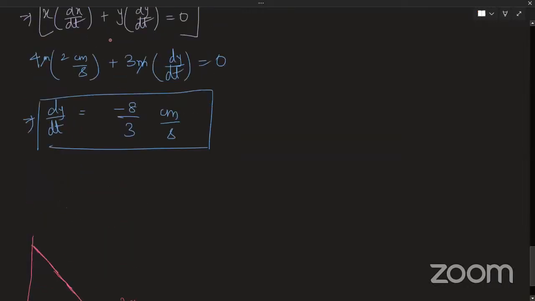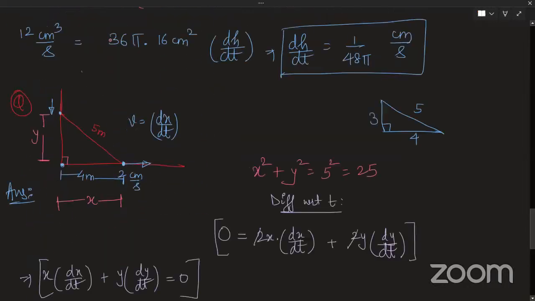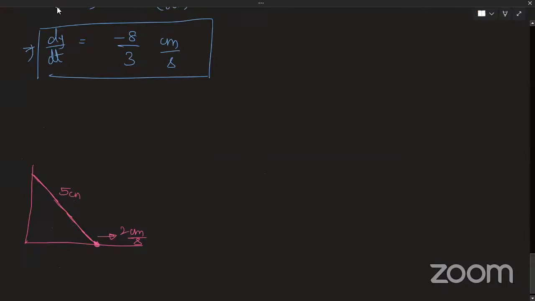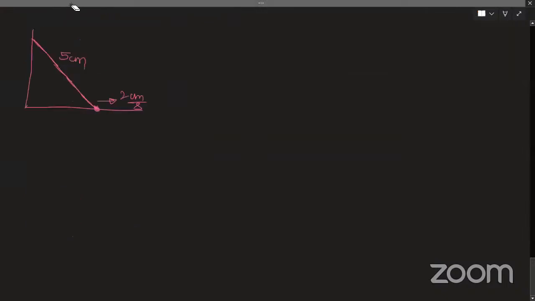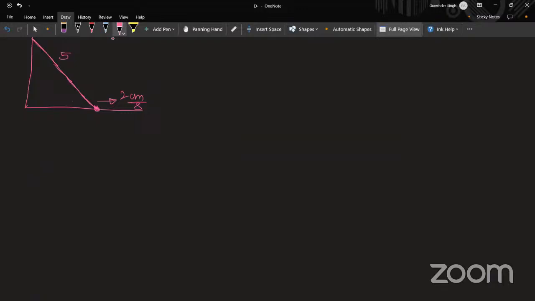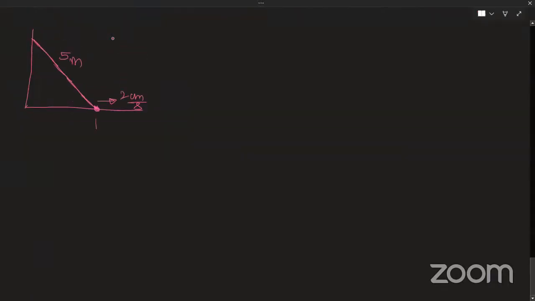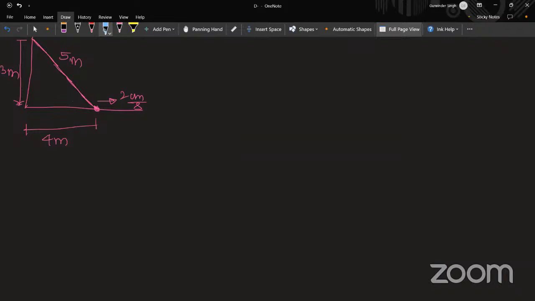So this is 2 centimeter per second. Fine. This is 2 centimeter per second. So this is 4 meter. This is 5 meter. Okay. This is 5 meter. This is 4 meters. So this will be how much? 3 meters, right? Pythagoras theorem.